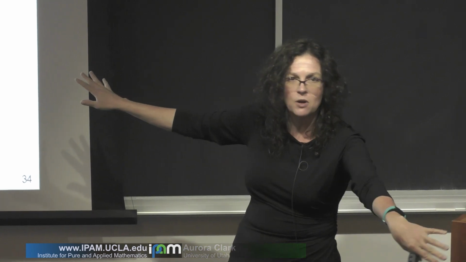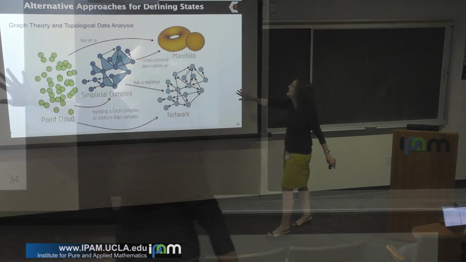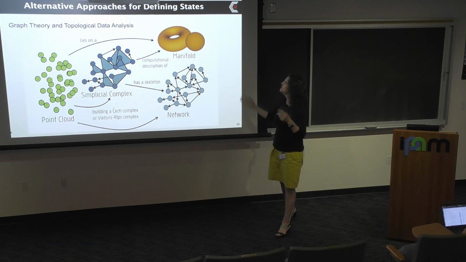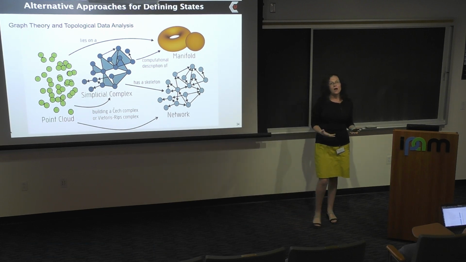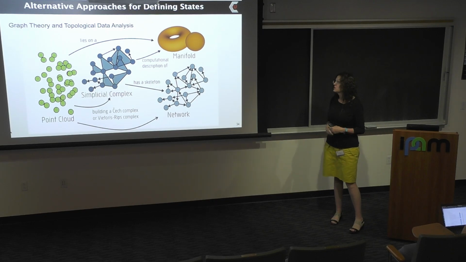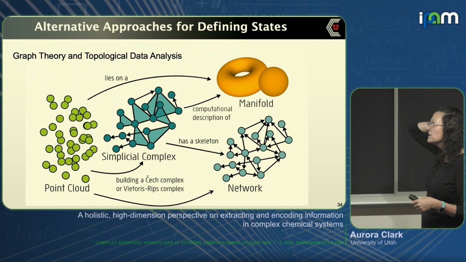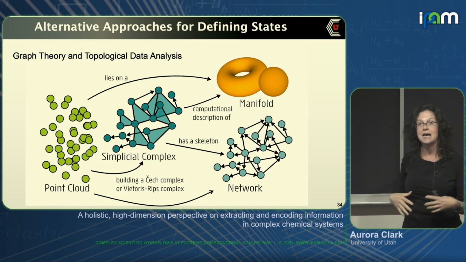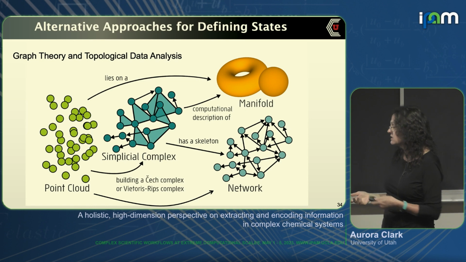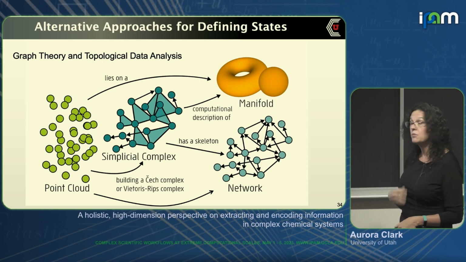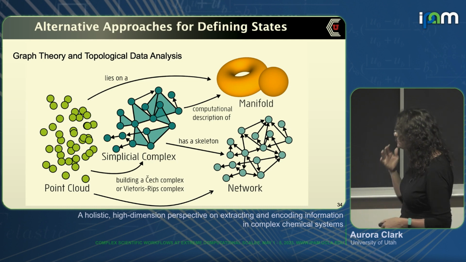And so the main part of my talk, and this whole last part, you can ask as many questions as you want. The main part of my talk is really about alternative approaches to define states, configurational states in soft matter systems, and connecting them to underlying energy landscapes. And for this purpose, we're really turning to graph theory and topological data analysis as that tool for encoding this information. And so we're going to primarily talk about point cloud data, but we'll also talk about functions and manifolds.